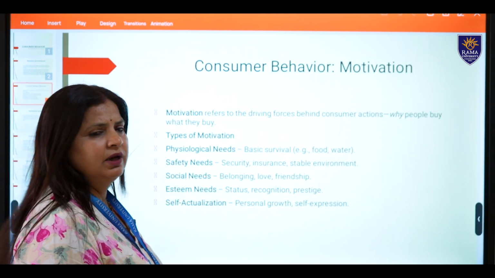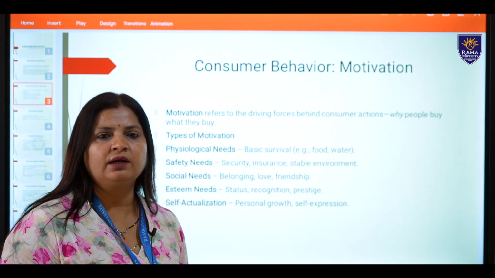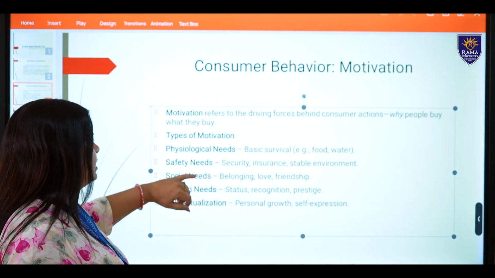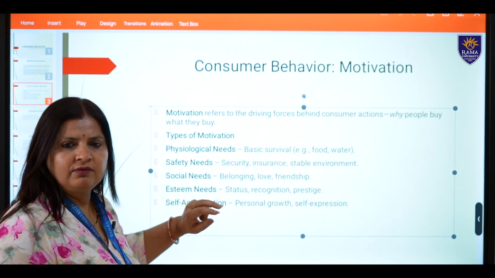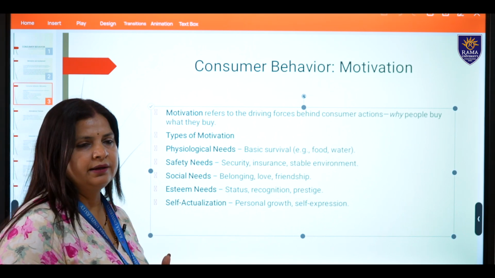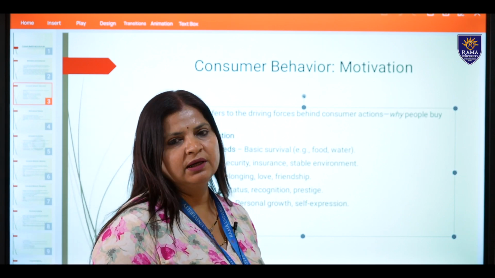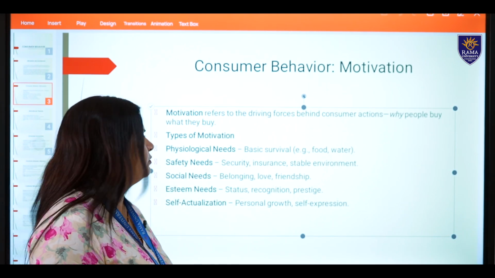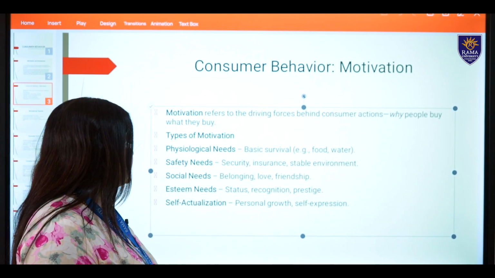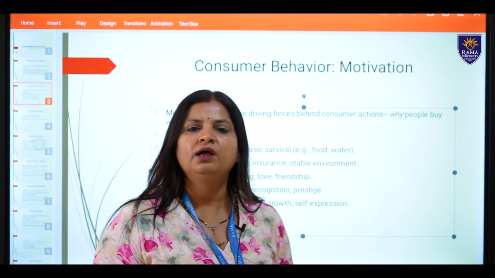In consumer behavior motivation, we involve Maslow's need hierarchy theory. In Maslow's need hierarchy theory, there are different aspects of motivation: physiological needs firstly, safety needs, social needs, esteem needs and self actualization needs. Physiological needs are basic survival needs such as food, shelter, water and medical care. After that, safety needs involve security, insurance and a stable environment. Social needs are belonging, love and friendship. Esteem needs are status, recognition and prestige. And self actualization is personal growth and self expression.